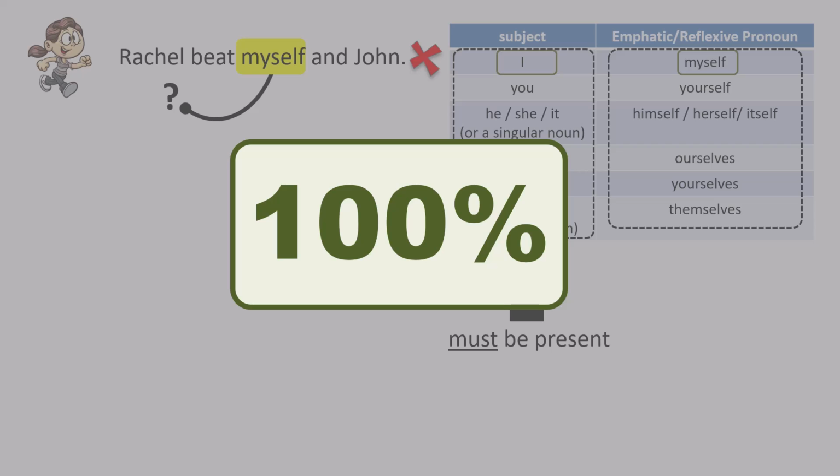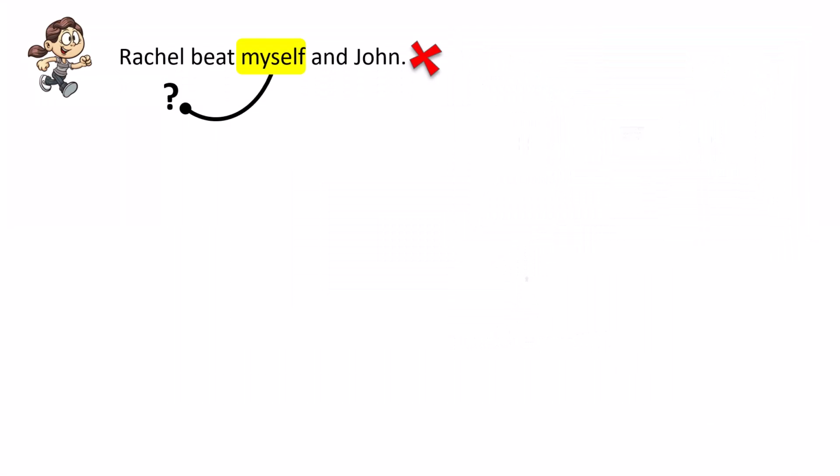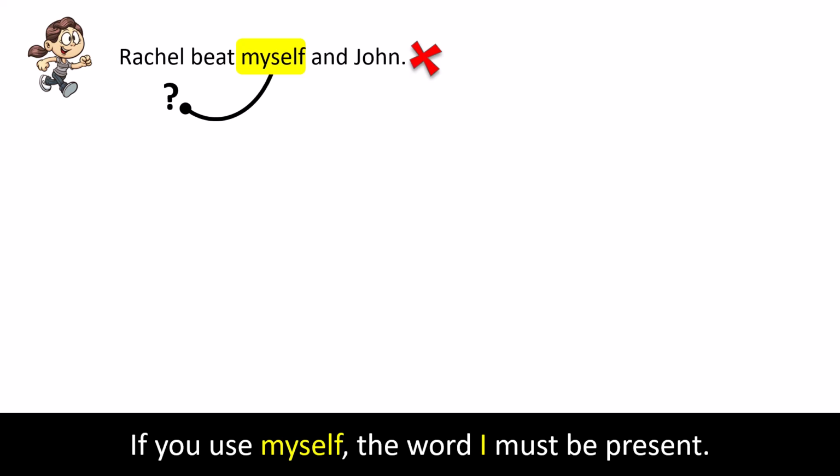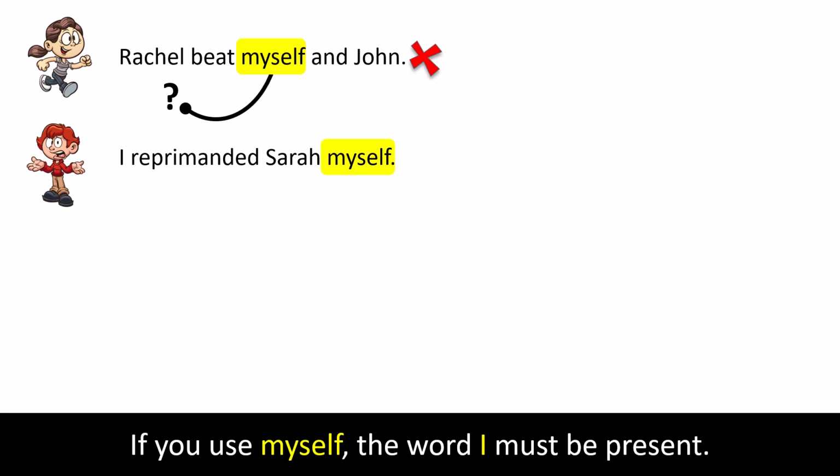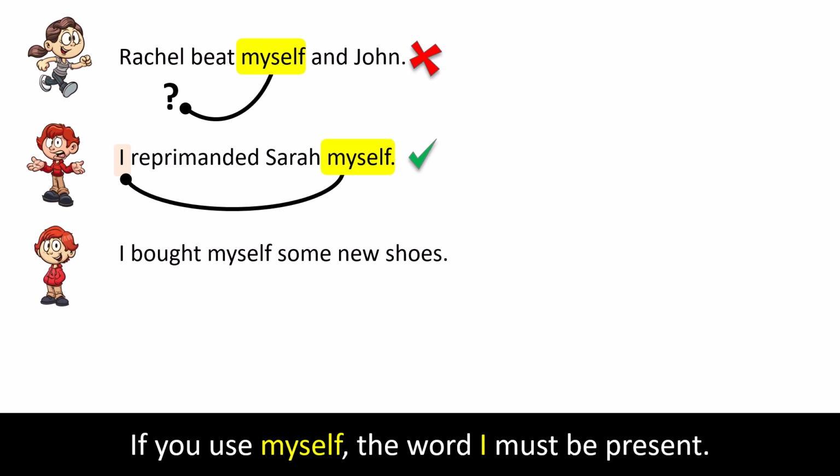As it's the key point, I'm going to bring it in and just leave it as a flag at the bottom of the lesson from now on. Here are some more examples. I reprimanded Sarah myself. Here you can see the emphatic pronoun myself, and it refers back to the word I. This is good. Here we have another example. I bought myself some new shoes. Here we have the reflexive pronoun myself, and it refers back to I. This one is also good.